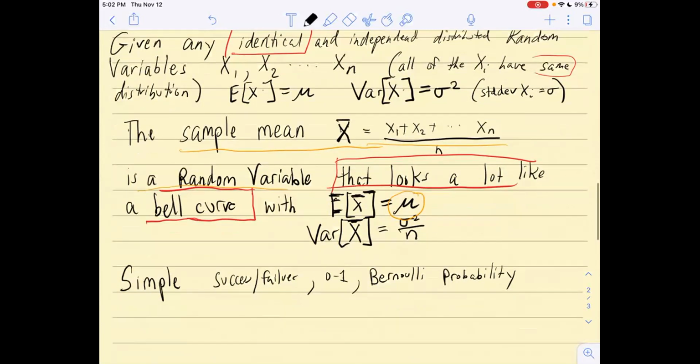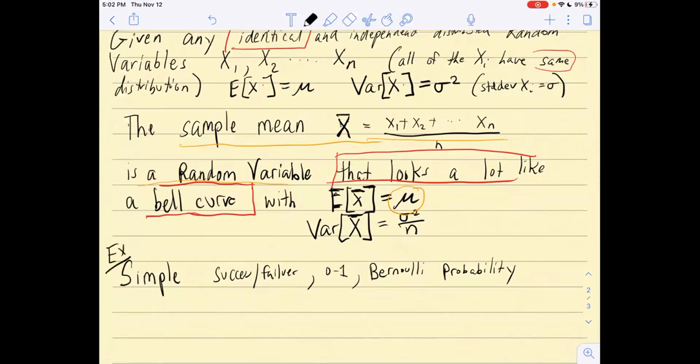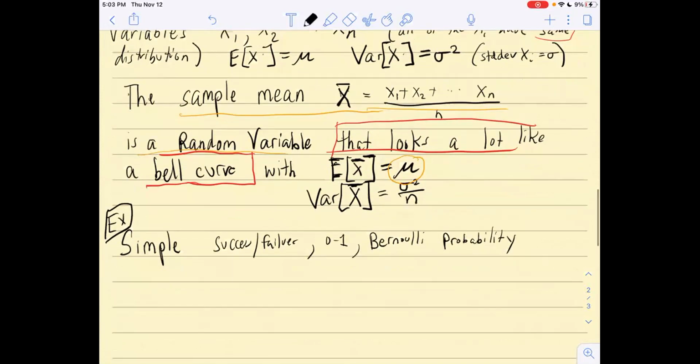So here's an example, and we'll just draw a few little instances of this. So let's say we have a Bernoulli probability of flipping a coin. So Bernoulli is chance of success is 1, and chance of failure is 0. And this is P, 1 minus P. This is a really simple success failure. If you repeat this over and over, you end up with the binomial distribution.